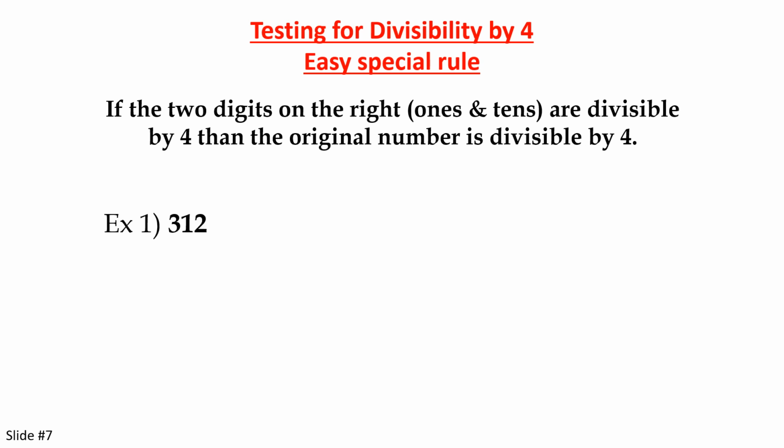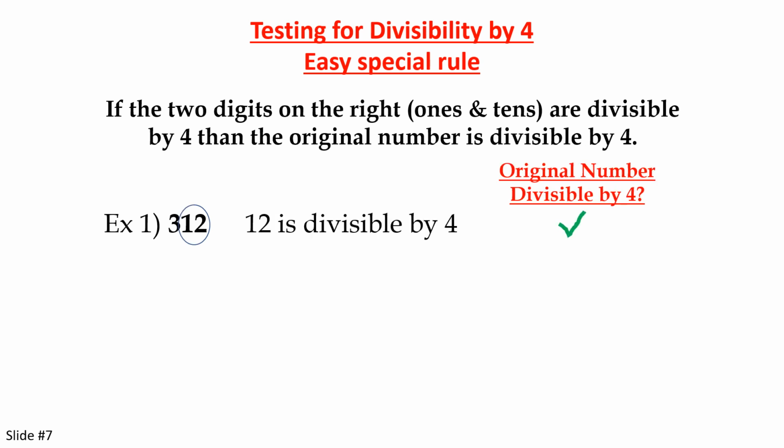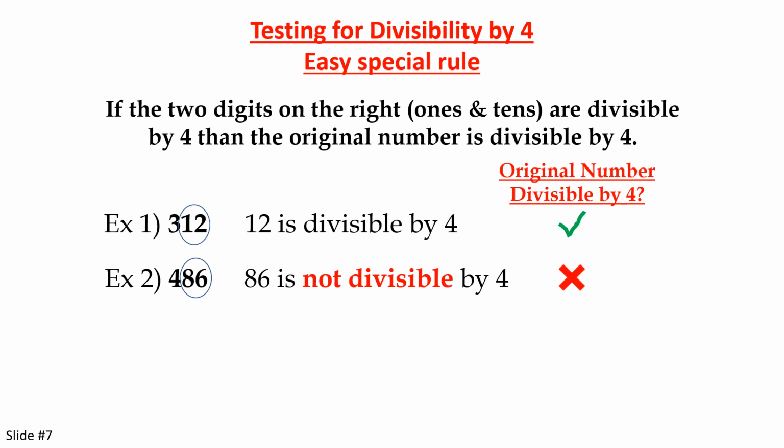So we look at 312. If I only look at the 12, hey, 12 is divisible by 4. So then the original number, 312, is divisible by 4. 486. So I'm going to look at the 86. 86 is not divisible by 4. So the original number is not divisible by 4.